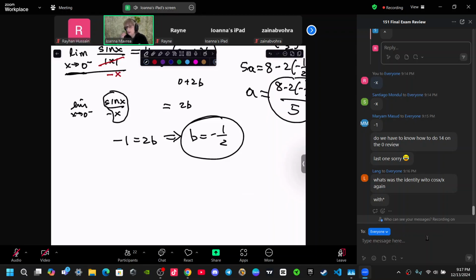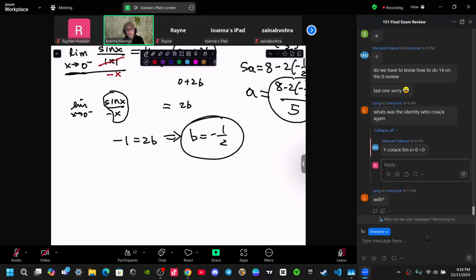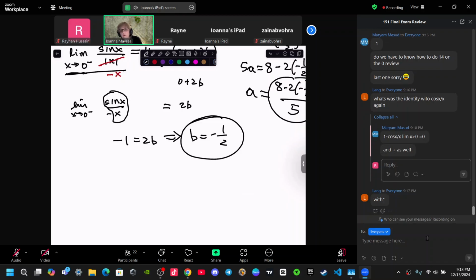So again, concentrate on the one review and the problems that I wrote down. Concentrate on those. I think I should take the 0 out so it doesn't overwhelm people. I think I'm going to erase the 0 one.